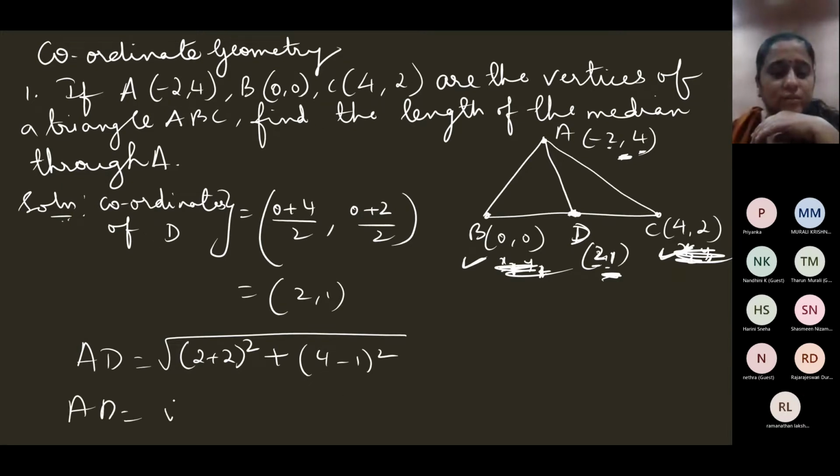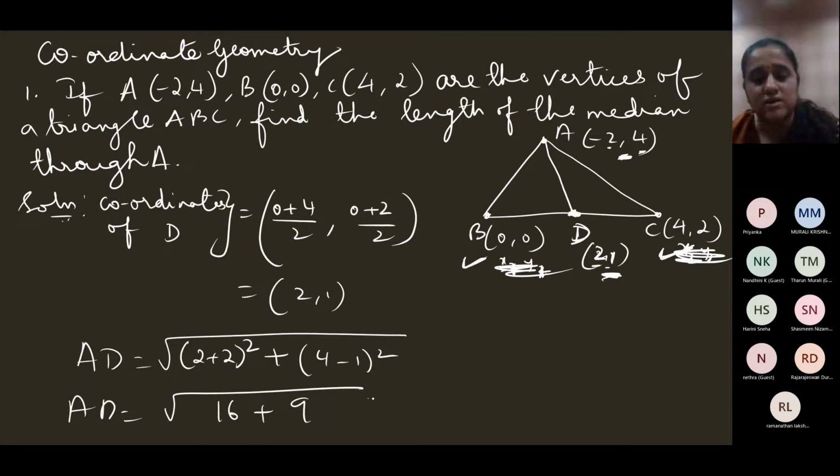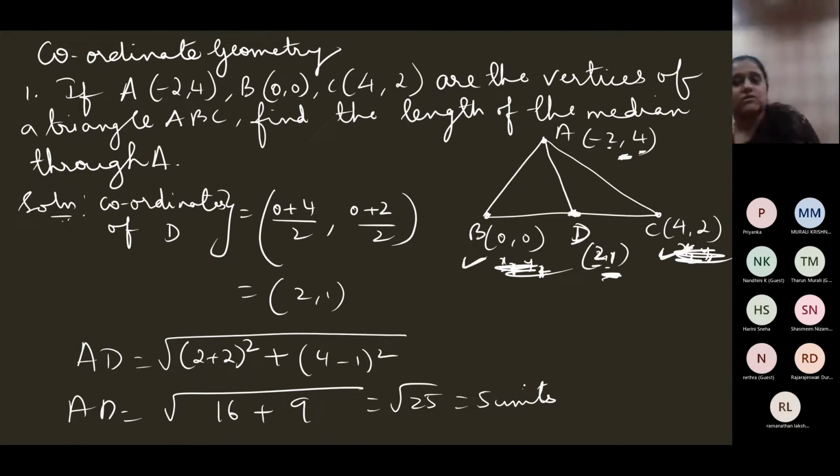So AD is equal to square root of 2 plus 2, 4. 4 square is 16, plus 4 minus 1, 3. 3 square is 9. Square root of 25, which is 5 units. So the length of the median AD is 5 units. Please do this, children. Work this.